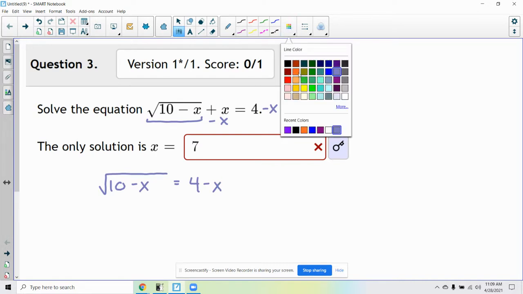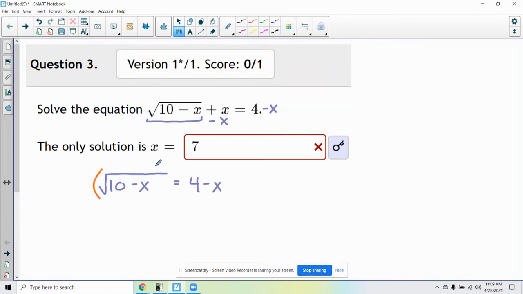All right, I'm going to get rid of that square root by squaring both sides. Okay, so this becomes just 10 minus x. Whoops. 10 minus x equals, this is a binomial being squared, so I have to write it twice, and FOIL. 4 times 4, I get 16. Minus 4x, that's going to be minus 8x, plus x squared. Negative x times negative x.